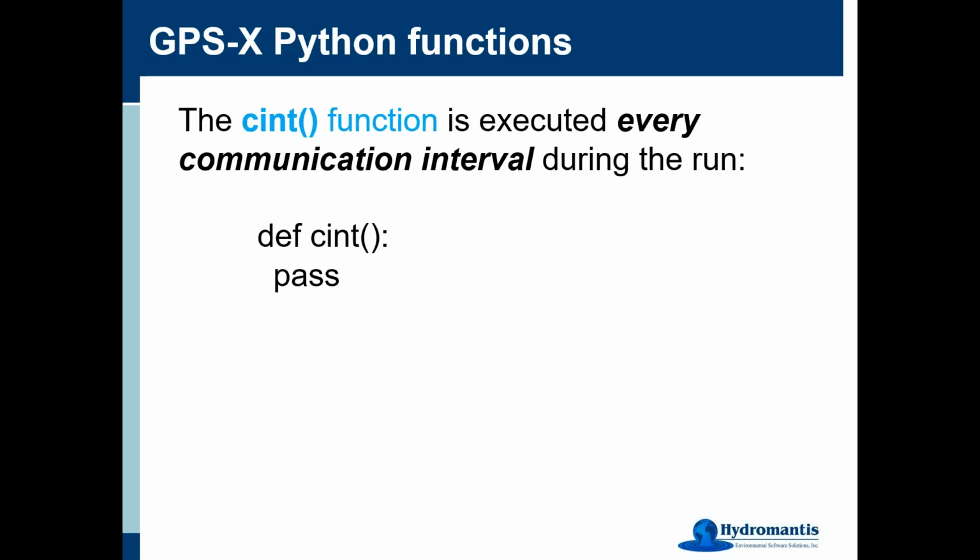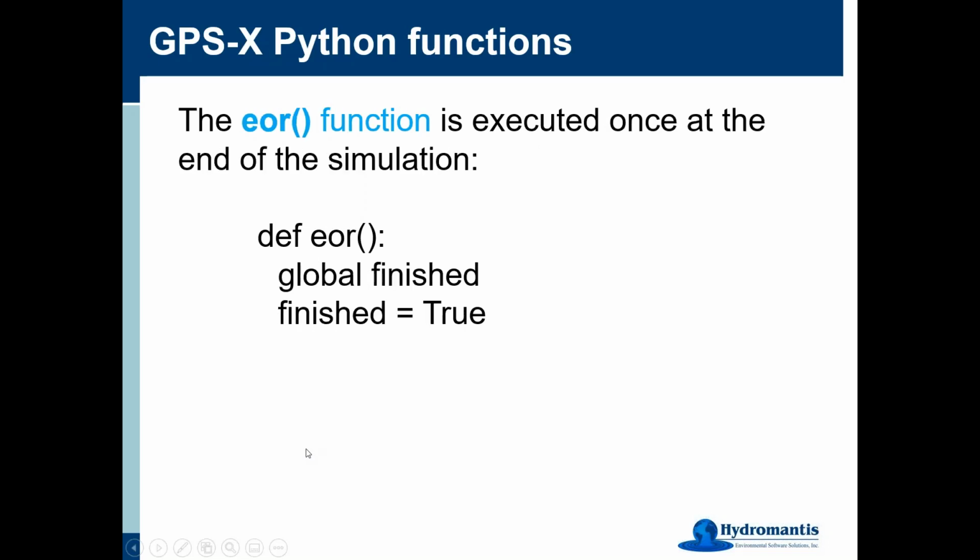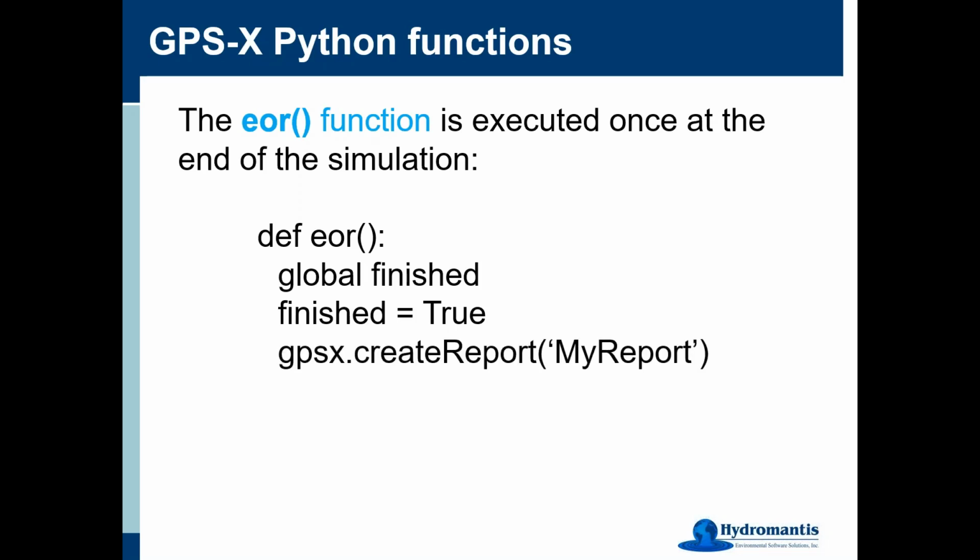The cint function is basically something that is executed every communication interval during the run. So during the communication interval, I can replace that function with other things that I might want to do. I might want to get a value from the model, this value here, and I might want to add that to my list that I had, and might want to do other actions. Maybe I want to set some other variables based on calculations that I'm doing. The EOR is end of run function, so it's executed once at the end of the simulation. And in that case, typical thing you might want to do is once the simulation is finished, I want to generate a report. So you'll get a report just like the typical ones you get out of GPSX.